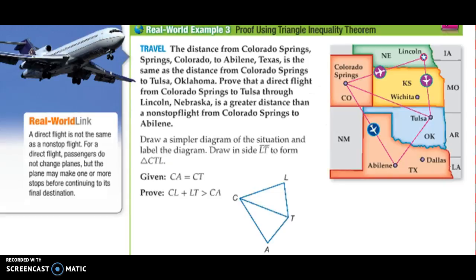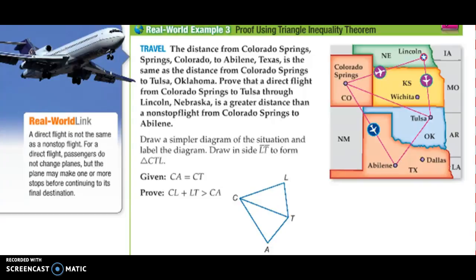Alright, so we do have to start writing proofs using the triangle inequality. All of the proofs that we're going to write are super small, super quick, but we do have to figure out how to use them in a proof. So here's my real-world problem. It has to do with flying. The distance from Colorado Springs, Colorado, to Abilene, Texas, is the same as the distance from Colorado Springs to Tulsa, Oklahoma. Prove that the direct flight from Colorado Springs to Tulsa through Lincoln, Nebraska, is a greater distance than a nonstop from Colorado Springs to Abilene.